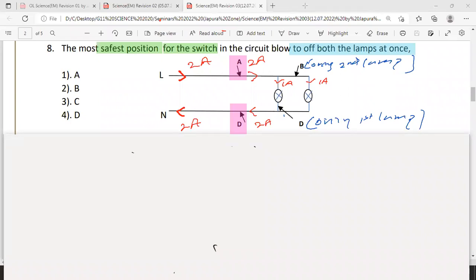But if you are not aware of this, please take down a short note. The switch is used for the live wire for the safety of the consumers and the electrical appliance, whenever there's a leakage from the holder or whatever. I'll write: safest place for the switch is live wire.